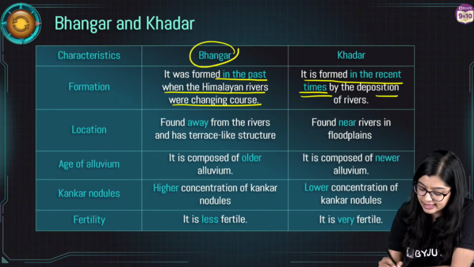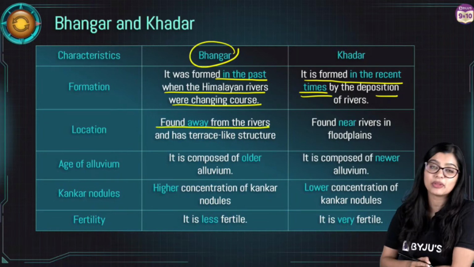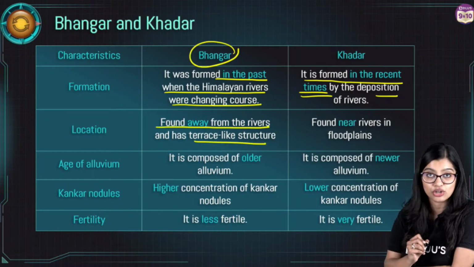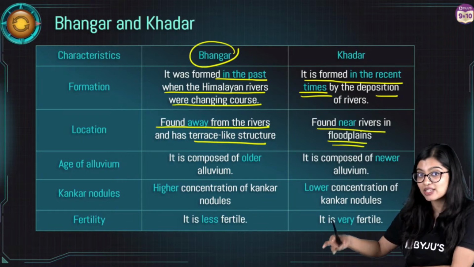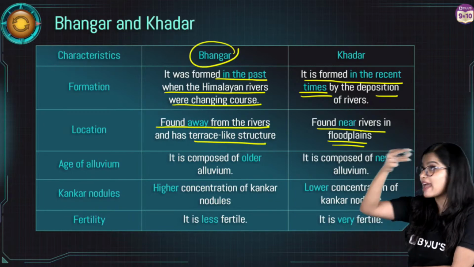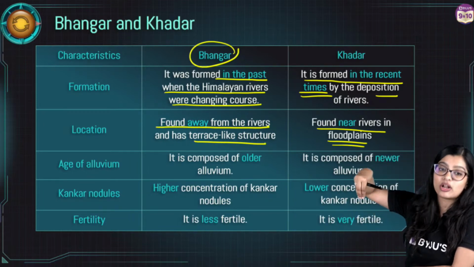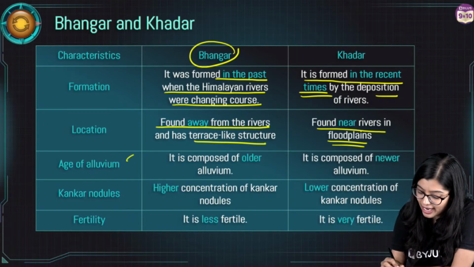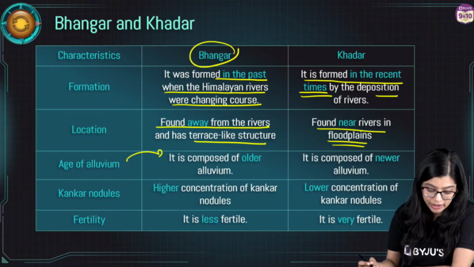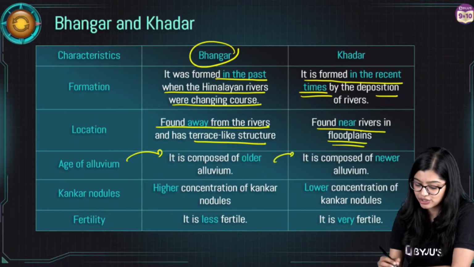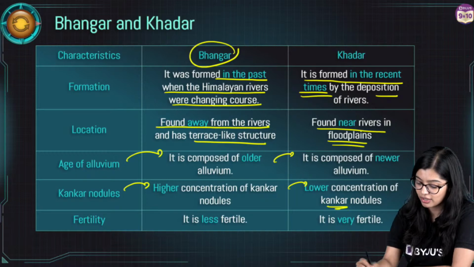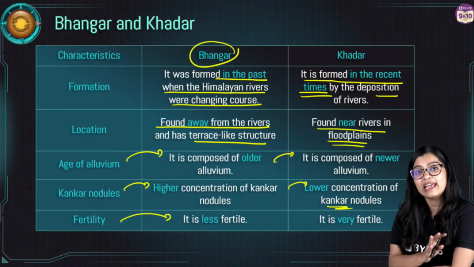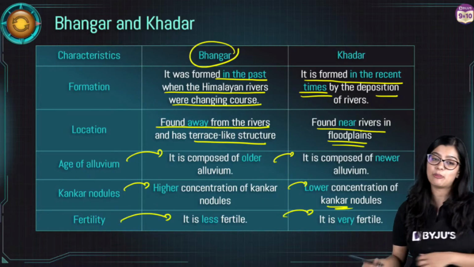Where is it found? We see that Bhangar is located away from the rivers, having a terrace-like structure, while the Khadar region is found closer to the floodplains. What are floodplains? Regions wherein your river is bringing all these deposits, right? The age of alluvial soil is older here, while it is younger in the Khadar region. Kankar nodules are more in the Bhangar region and fewer in Khadar. Bhangar is relatively less fertile, Khadar relatively more fertile.